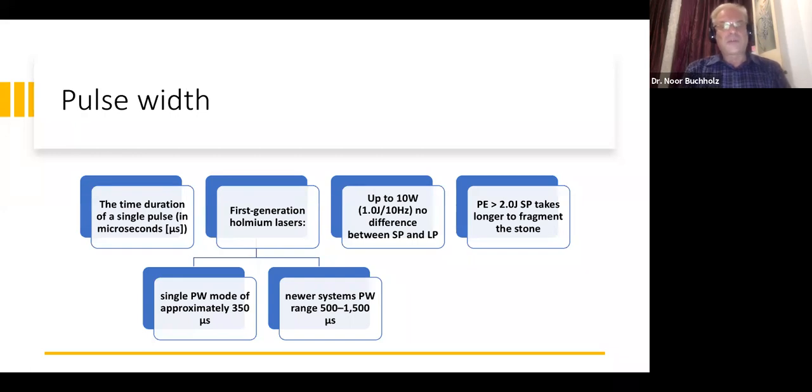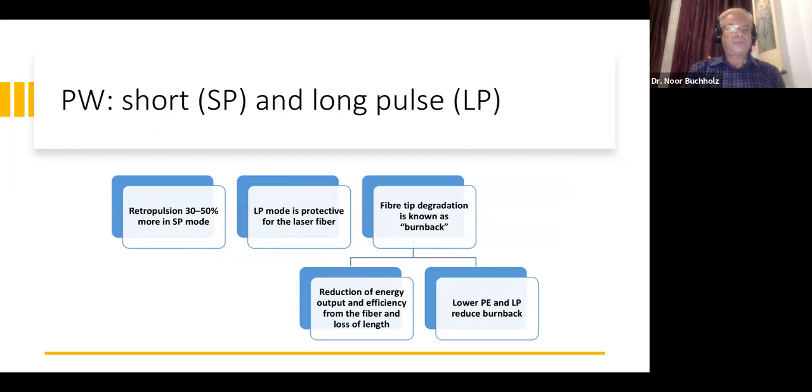Now, does that make a difference? Up to a total energy of 10 watts, there's not really a difference between short pulse and long pulse. But if the energy is increased, then the short pulse takes much longer to fragment stones. Now, what's the difference between the two? Now, in the short pulse mode, there is much more retropulsion, up to 50% more. The long pulse mode is protective for the laser fiber.